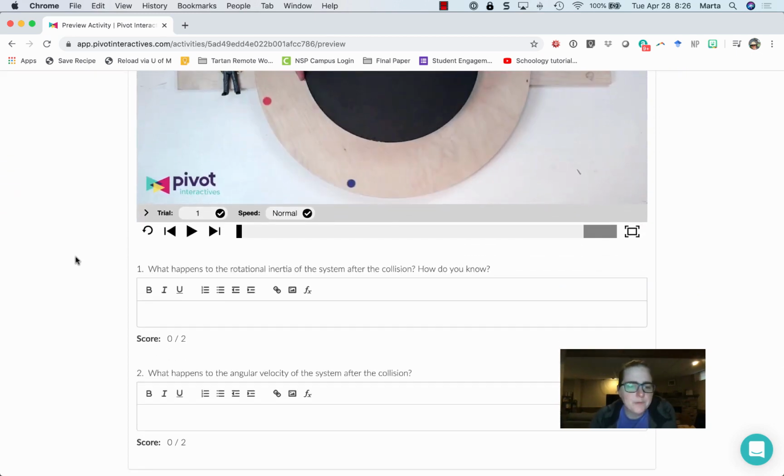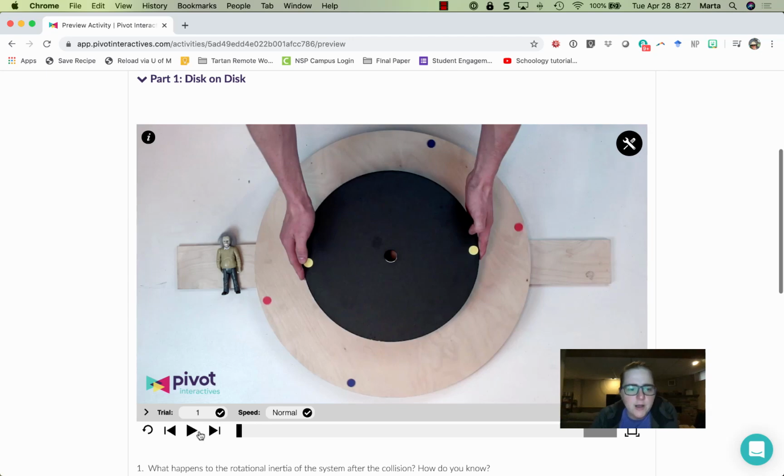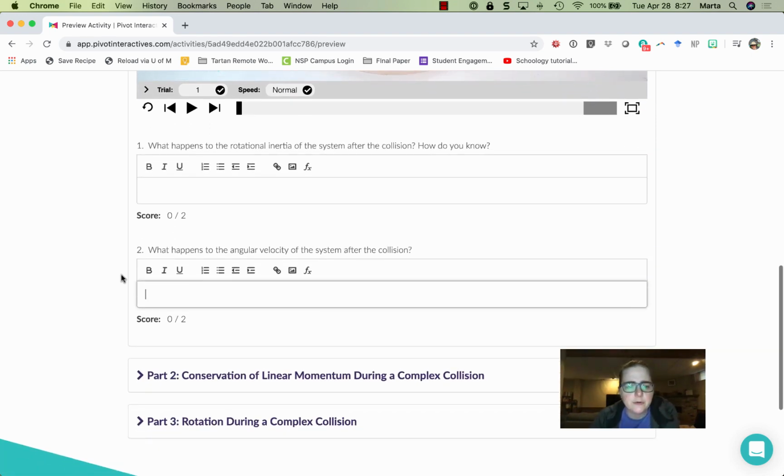In this first part, you don't have to collect any data, you don't have to do any number crunching. I'm looking for, in this first question, when it asks what happens to the rotational inertia of the system, does it increase, does it decrease, or does it stay the same? And then in question 2, I'm just looking for you to make some observations from this video, and again, tell me increase, decrease, or stay the same.